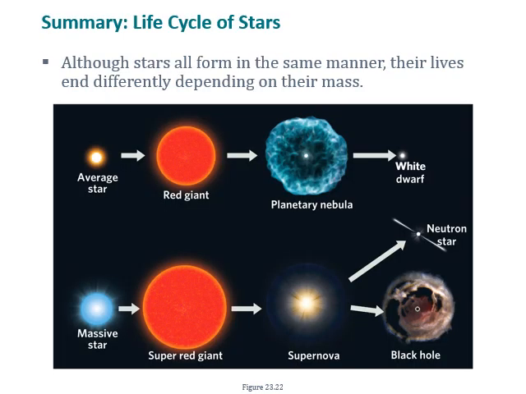Now let's put it all together in a summary to describe the life cycle of stars. Although stars all form in the same manner, their lives end differently depending on their mass. So we have two paths we can take: an average star or a massive star. Average stars become red giants, then planetary nebulas, then white dwarfs. Massive stars become super red giants, supernovas, and then they may either become neutron stars or black holes.